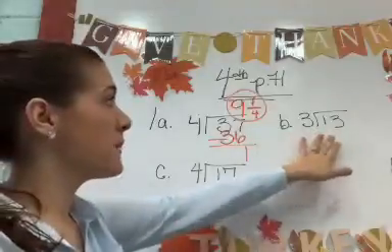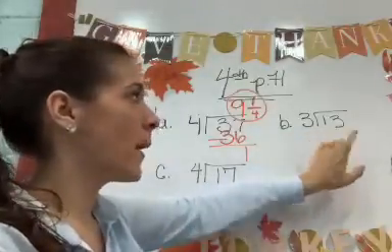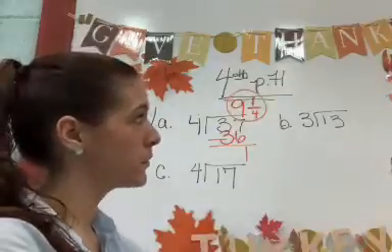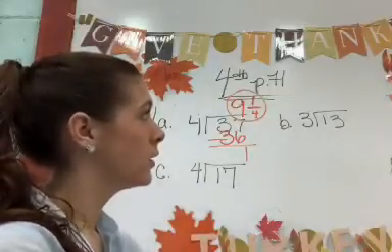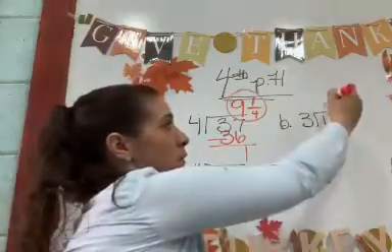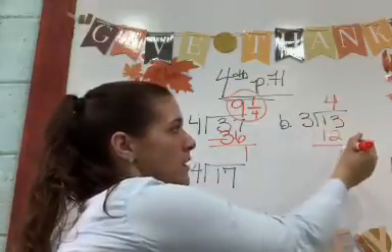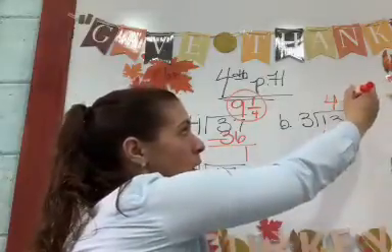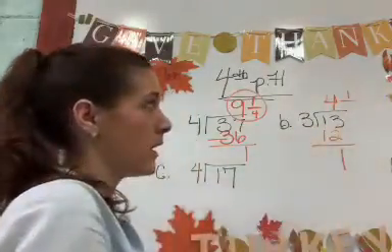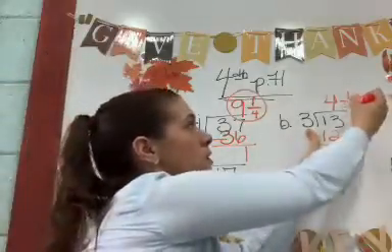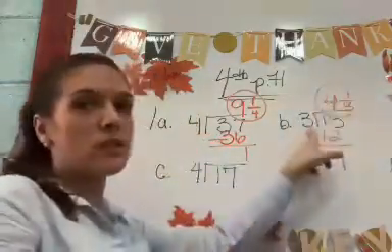Okay, look at letter B. 3 into 1, not possible, but 3 into 13, how many times does it go in, Jayla? 4 times, so we put 4 right here. 4 times 3 is 12. 13 minus 12 is 1. We put our 1 up here as our numerator, and what's our denominator, Kiara? The number on the outside. Good, so it's 3. 4 1/3 is your answer.